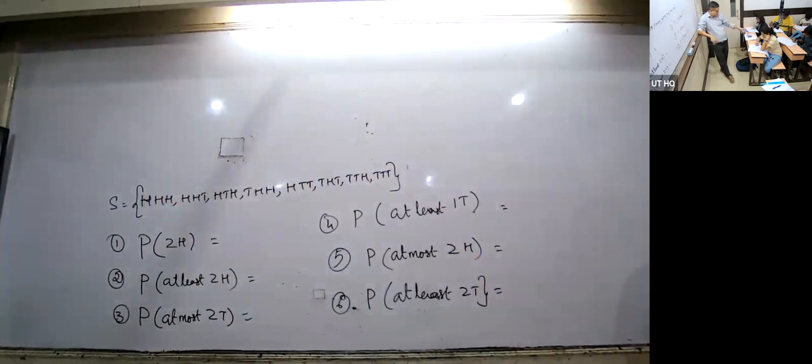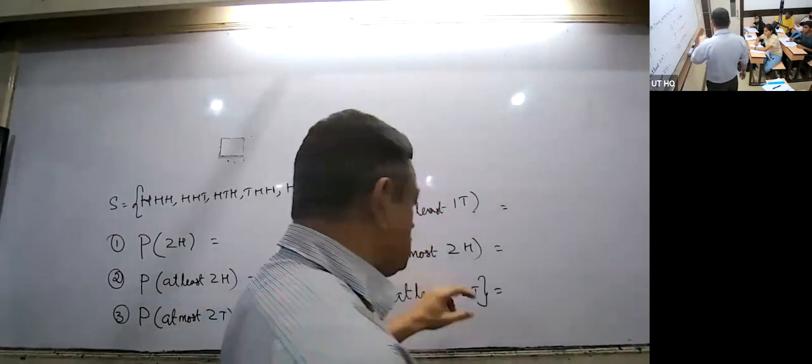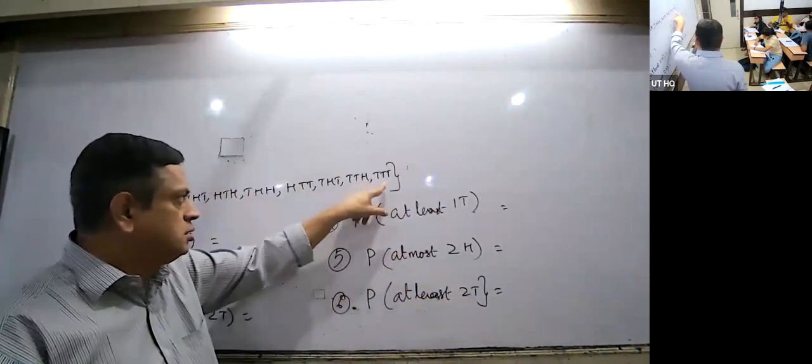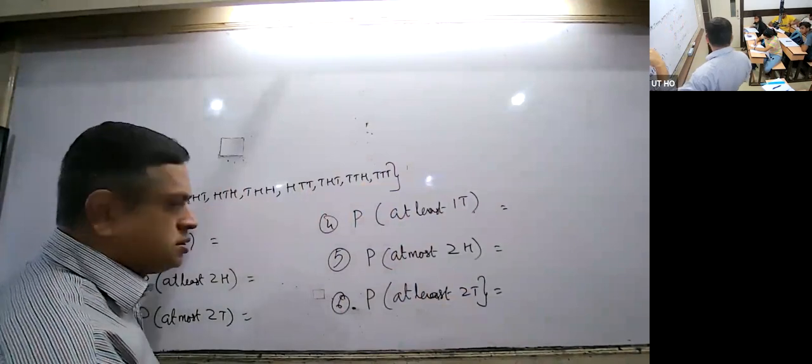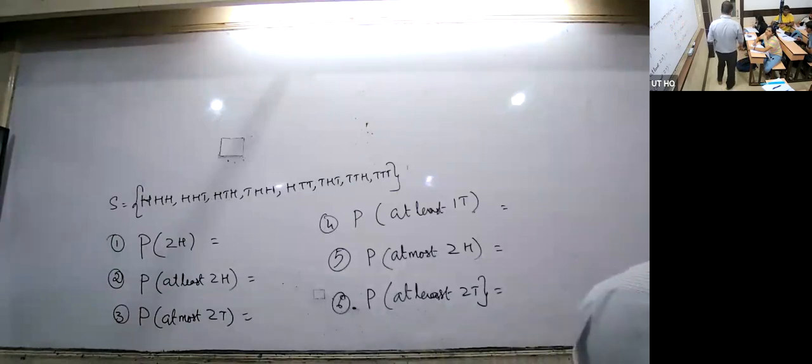Okay. Yes, yes. 1 by 2. At least 2 tails, that is equal to 4 by 8, which is equal to 1 by 2. Are you followed? Okay. Fifth one, at most 2 heads. At most 2 heads means 0 head, 1 head, 2 heads.